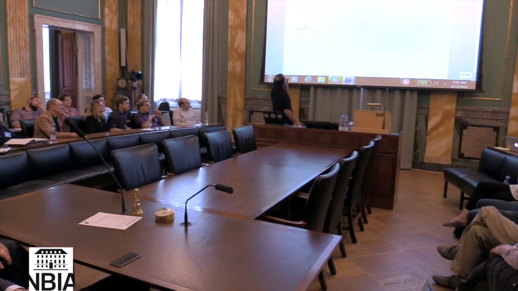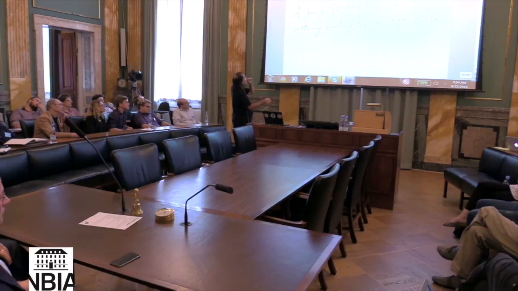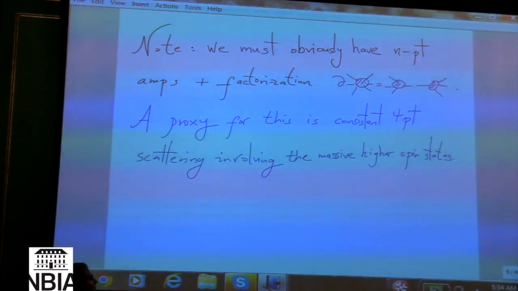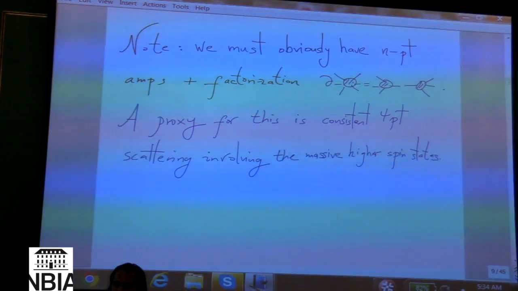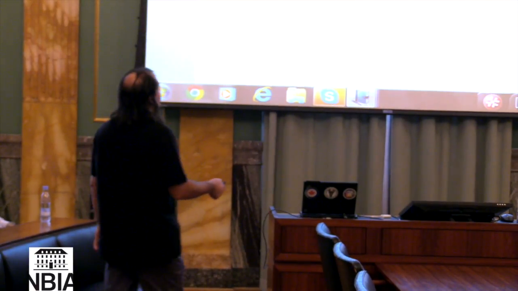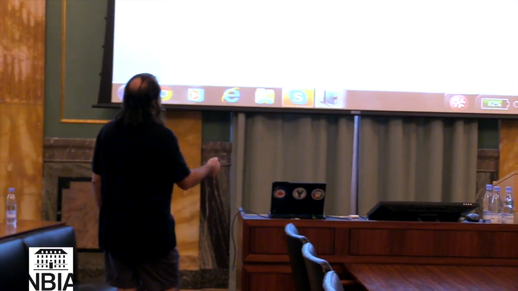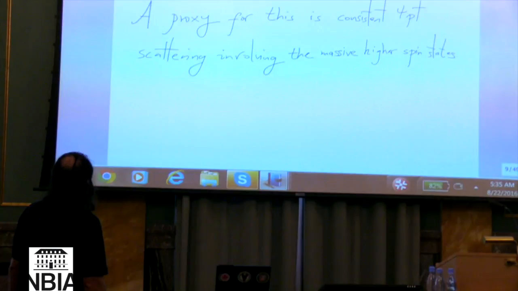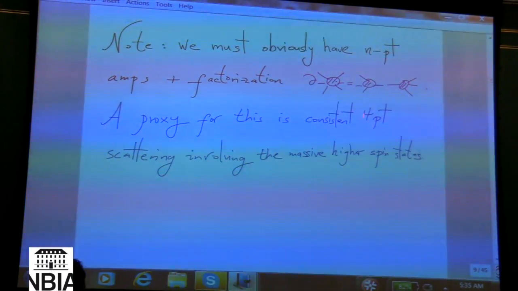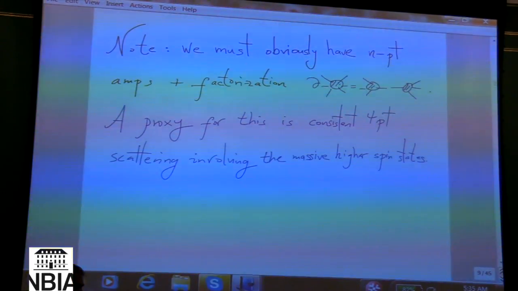Okay. Now, just a trivial comment. I'm going to be focusing on 4-point scattering. Obviously, we have to have n-point amplitudes. We can't just have 4-point scattering. We have to have consistent n-point amplitudes and consistent factorization at n points. Not just 3 on one side and 3 on the other, but these amplitudes have to factorize correctly in all possible channels. A proxy for this is looking at consistency of 4-point scattering involving the massive higher spin states.